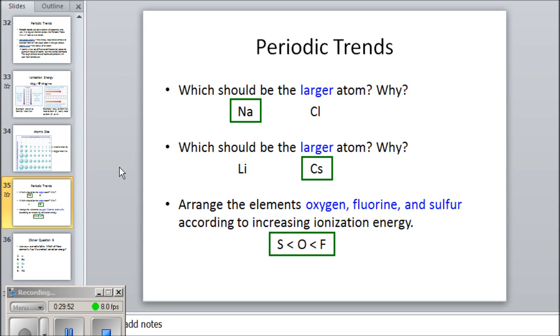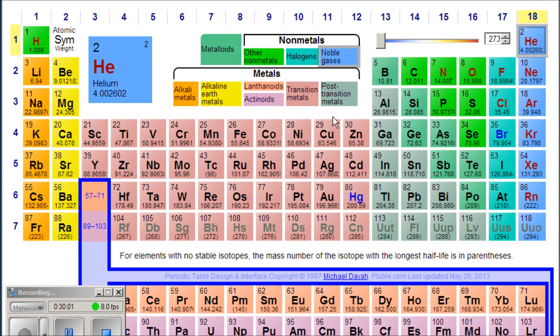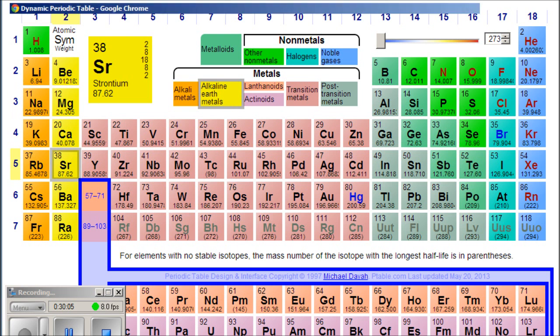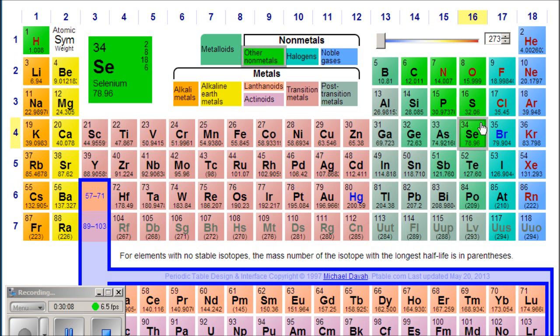Okay, so yeah, we can do this one. Which one's going to be a larger atom and why? So we have sodium versus chlorine. Here's chlorine, here's sodium.